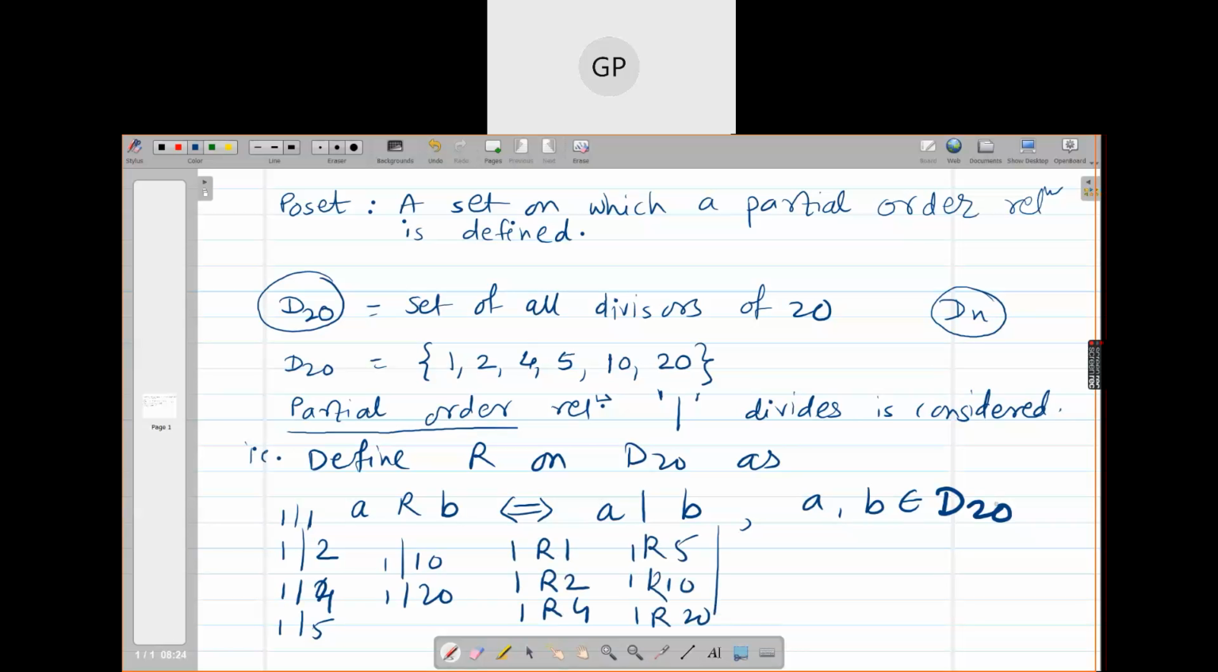Now what happens with 2? Tell me, how do we write it now? 2 divides 2. So 2 is related to itself obviously. This is a reflexive relation. 2 divides 4. So 2 is related to 4. Does 2 divide 5?